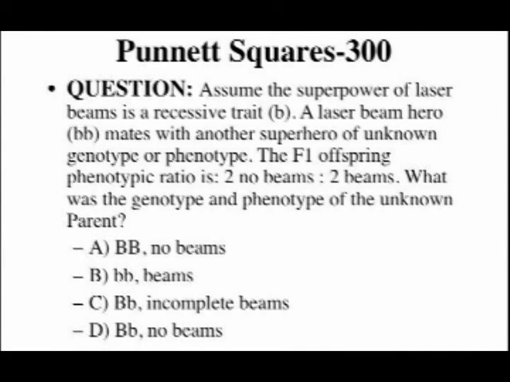A laser beam hero, two lowercase b's, mates with another superhero of unknown genotype or phenotype. The F1 offspring phenotype is 2 no beams to 2 beams. What was the genotype and phenotype of the unknown parent? The answer is D. Capital B, lowercase b, and that would equal no beams at all.